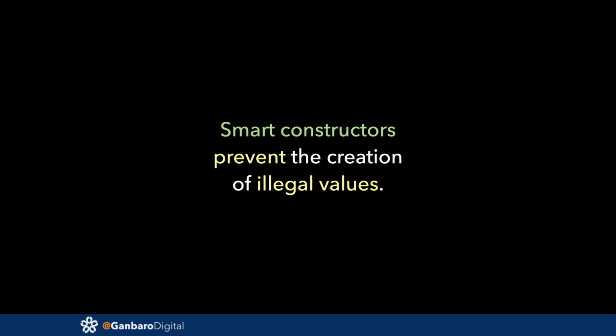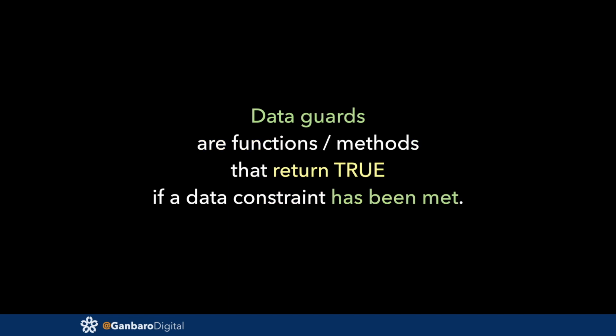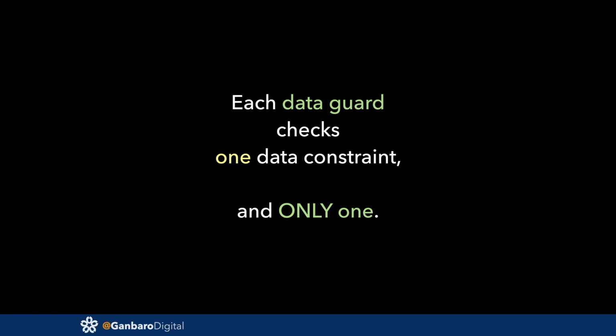This is done by functions and methods called smart constructors. And their job is to prevent illegal values from being created. Smart constructors call functions called data guards. And their job is to enforce data constraints. They inspect the input and return true if the constraint's been met. To make your code easier to maintain and to make it possible to reuse the data guards so that we shrink down the surface area of our defensive programming even more, we make sure each data guard only checks one data constraint.